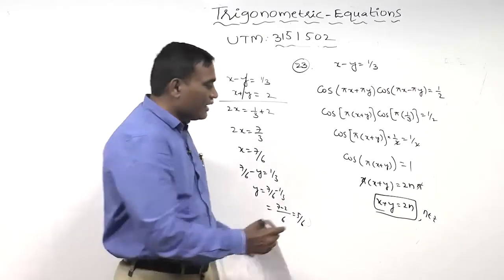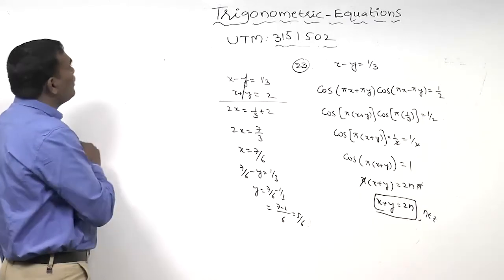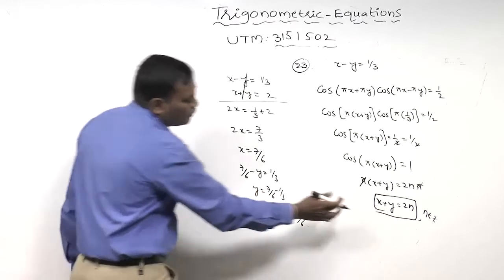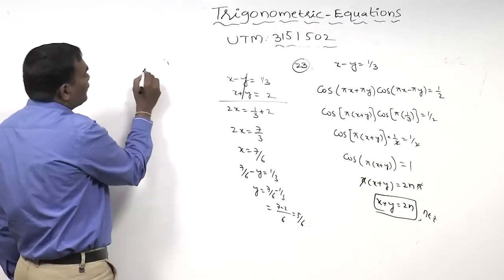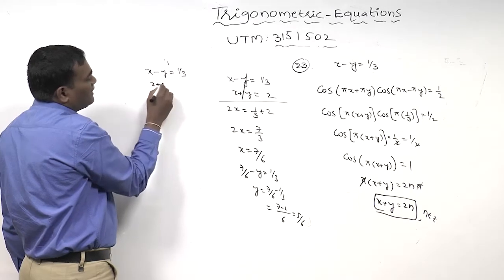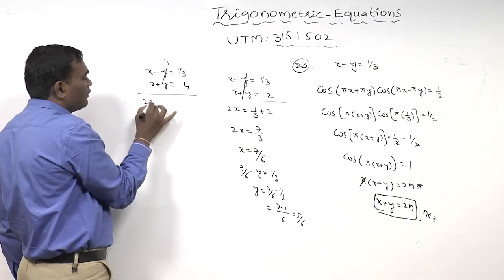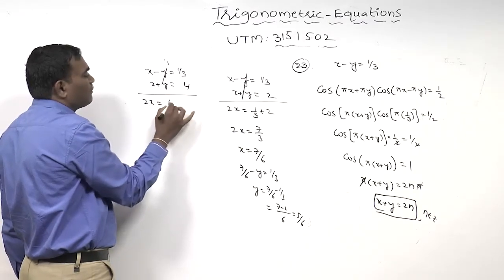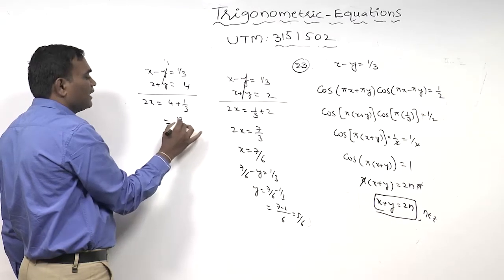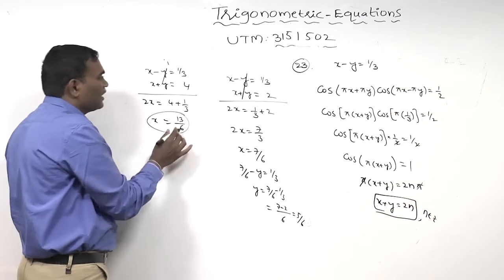So what to do? Here you take n is equal to another value, that is n is equal to 2. If you consider n is equal to 2, what is it? 2 times 2 is 4. So x minus y is equal to 1/3 and x plus y is equal to 4. That is 2x is equal to 4 plus 1/3, that is (12 + 1)/3, 13/3. That is x is equal to 13/6.